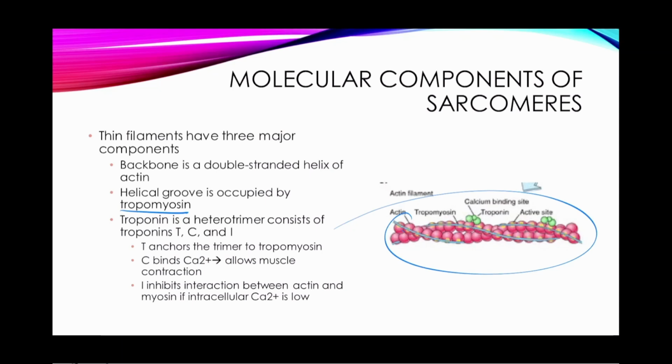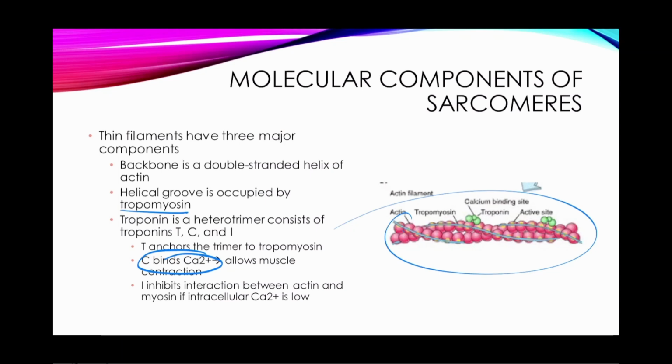T is the anchor. So T keeps the anchor tied to that tropomyosin. That's what the T troponin does. It's just an anchor. The C troponin binds to calcium. Remember I said yesterday, there are two things to remember with calcium. What are they? Contraction and exocytosis. So here's the contraction side of things when it comes to calcium and how it works.